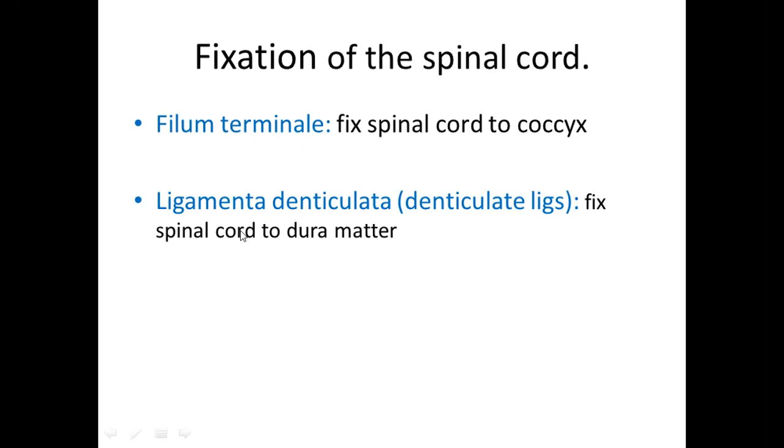Another fixation of the spinal cord is the ligamenta denticulata, or denticulate ligaments. Denticulate ligaments fix the spinal cord to the dura mater. Let's discuss the denticulate ligaments.